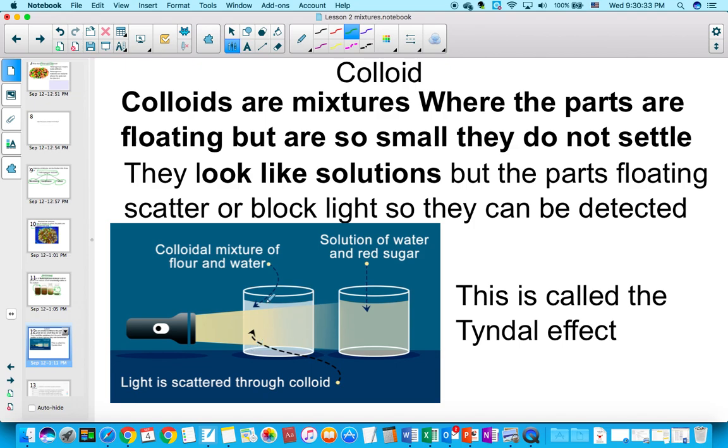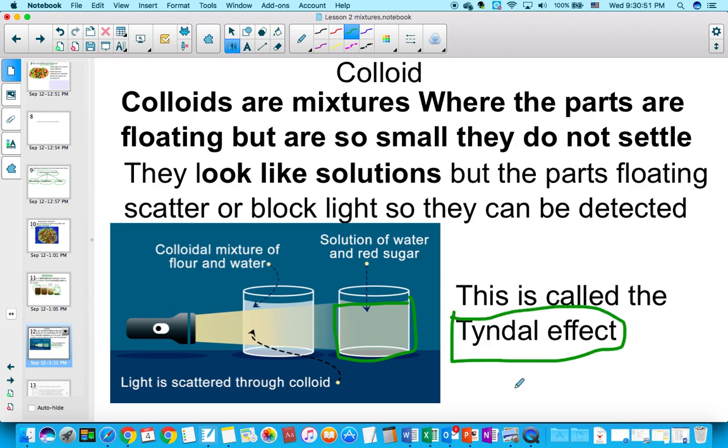What happens is the light will scatter in a flour-water mixture, but will move easily through a solution of water and sugar. You don't need to know this specific word. You don't need to know that this is called the Tyndall effect.